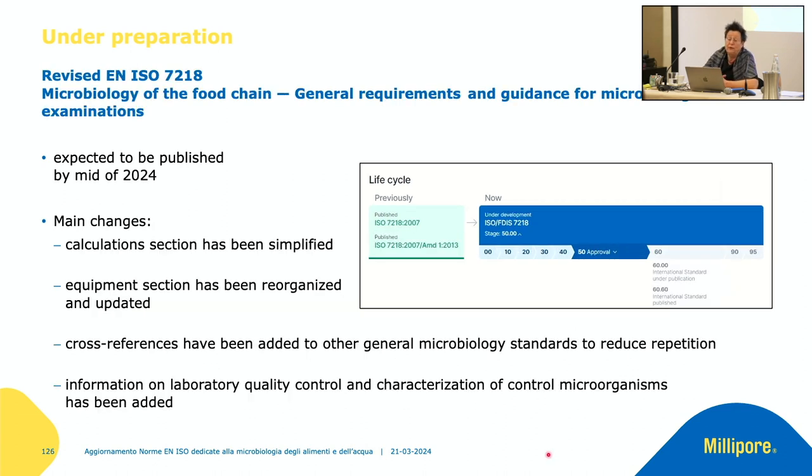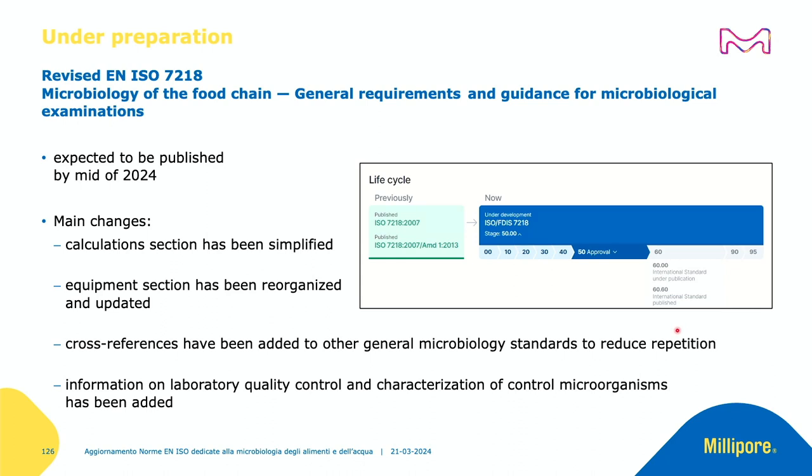Then we have a big revision of EN ISO 7218. Very big. It's a very, very important standard for all laboratories, food microbiology laboratories. It is expected to be published on ISO level mid-2024, soon, by end of June. Main changes are that the calculations have been simplified, and equipment sections have been reorganized and updated. We will have more cross-references to other standards and not duplicate. And information on laboratory quality control and characterization of control microorganisms has been added. We will have a Merck webinar on EN ISO 7218 at the beginning of July on the details.